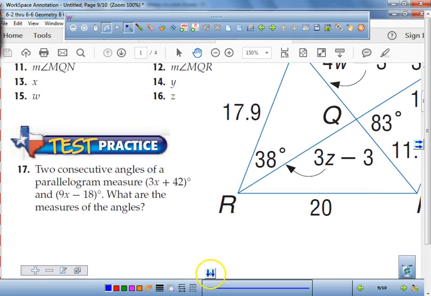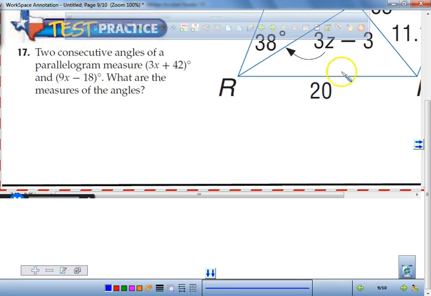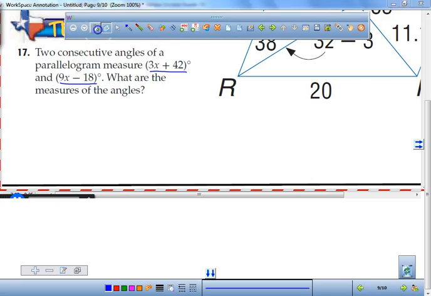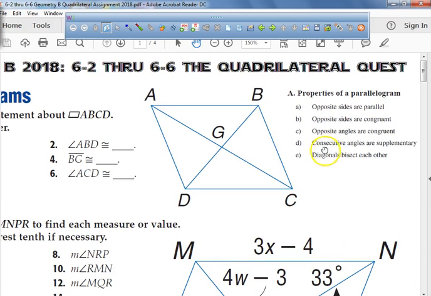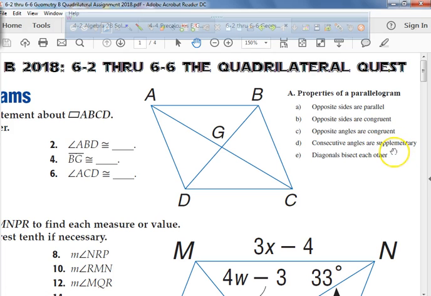The final problem has nothing to do with this over here. This is a little word problem. It says 2 consecutive angles of a parallelogram measure this many degrees and this many degrees. It says what are the measures of the angles. So consecutive angles. So I'm going to go over to our properties. Go to your properties. What does it say the consecutive angles of a parallelogram are always going to be equal to? 180. So consecutive angles aren't always equal to each other, but they are always equal to 180 if you add them together.